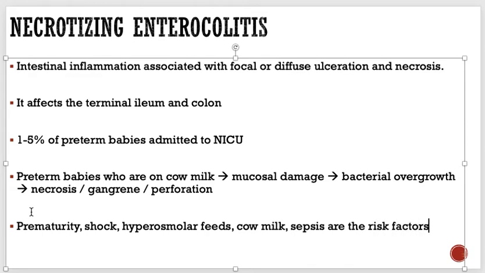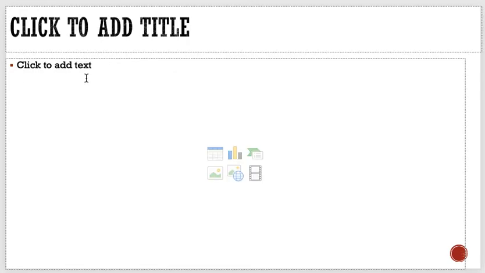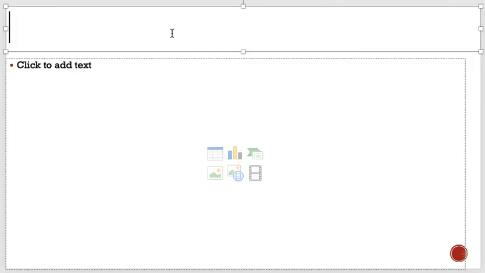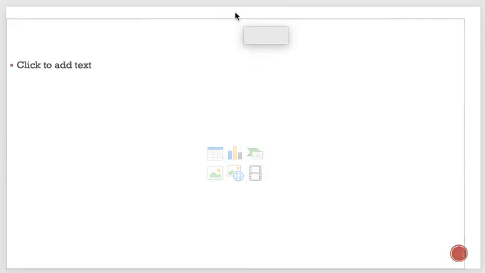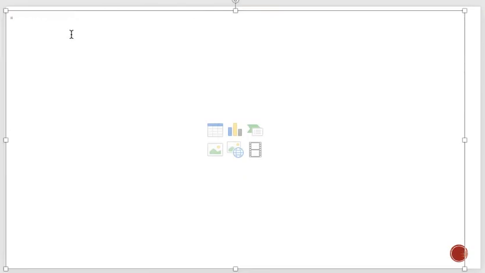Now I will talk about a few of the clinical features, and then of course we will talk about the other things we can do in these babies.